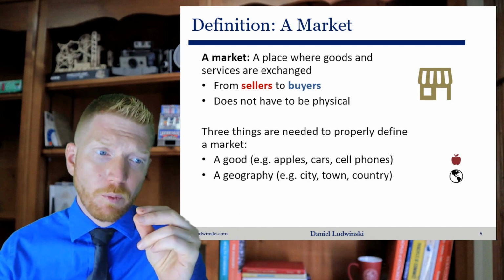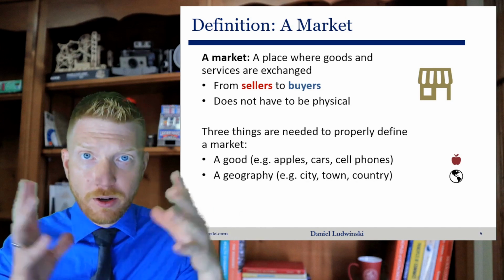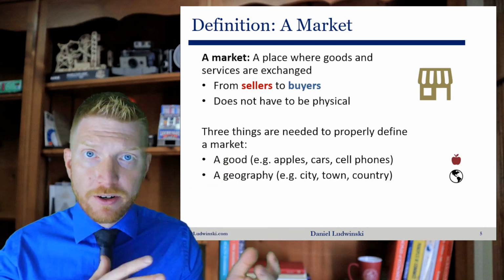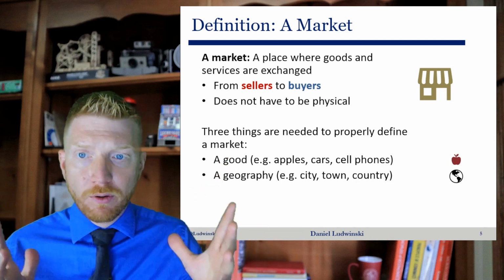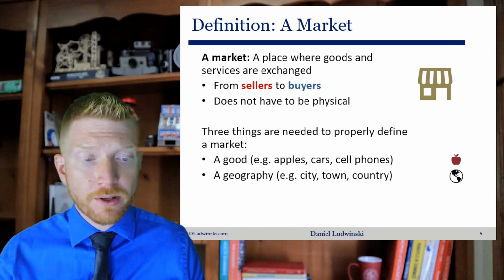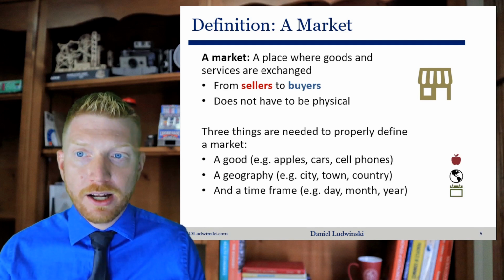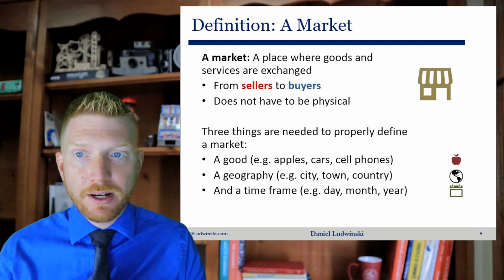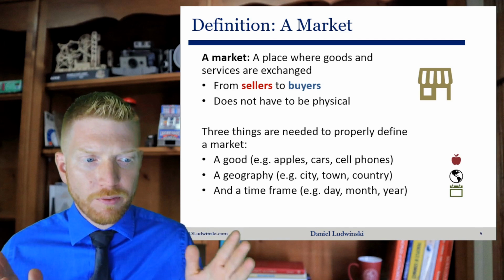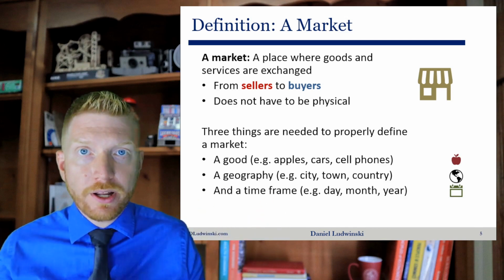And even when we're defining the geographical range, we can think about it: are we thinking about the geography for buyers, for sellers, or for both? So there can be ambiguity there as well. The final thing that we need, and will often leave out, is that we technically need a time frame. Are we talking about the number of apples that are sold in Atlanta in a day, in a month, or in a year?